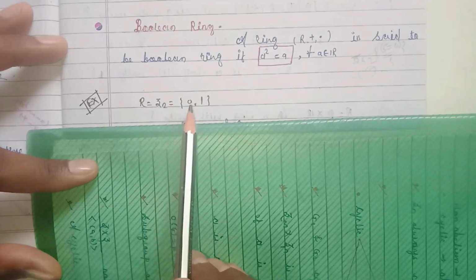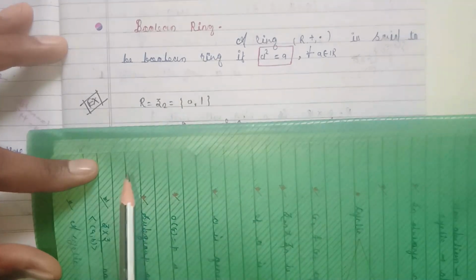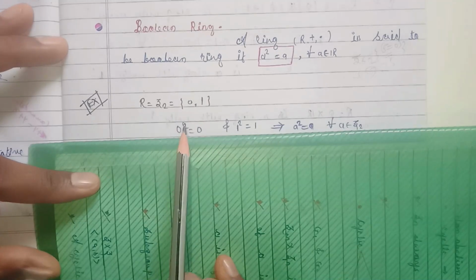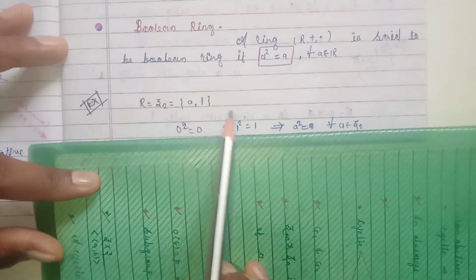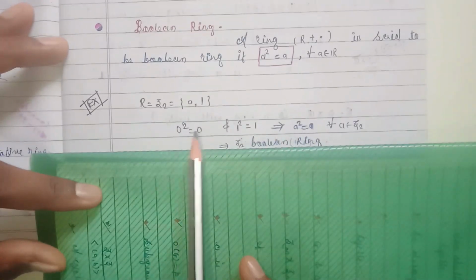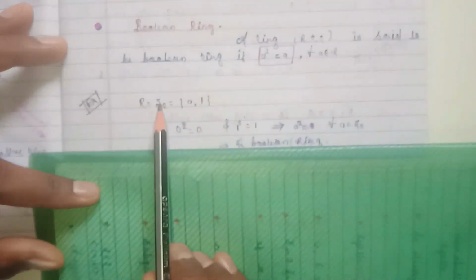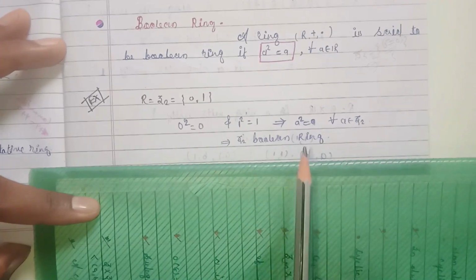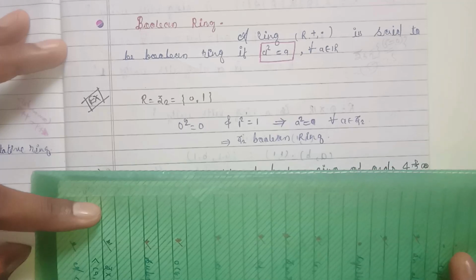Boolean ring means we have to take any element from our ring and show that its square is equal to the element itself. If I consider the first element 0, 0 square always gives us 0. That means a square equals a, and 1 square is equal to 1. Both elements hold the property a square equals a for all a belonging to Z2. Then we say that Z2 is a Boolean ring. How easy that topic is, we just have to apply the definition of a Boolean ring.